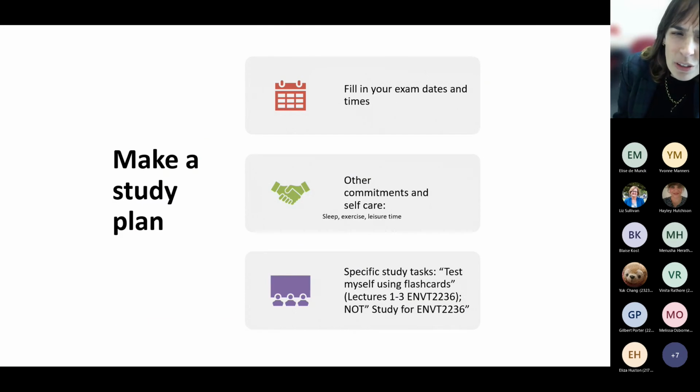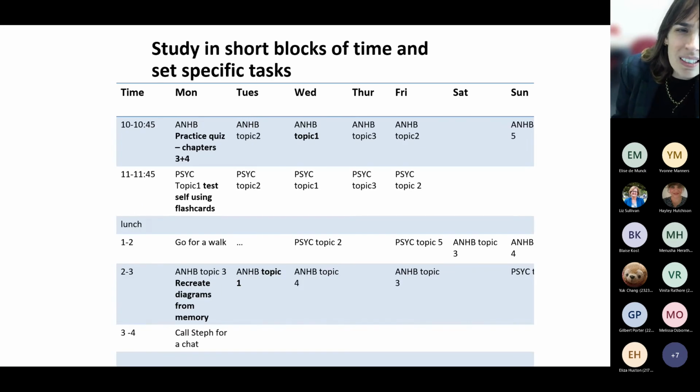And then you can also apply those principles. So set specific tasks to do, so you know exactly what you're doing when you sit down from 10 to 10:45. You know you're going to do a practice quiz on chapters 3 and 4 for anatomy and human bio. At 1 to 2, we'll go for a walk. Then you'll recreate diagrams from memory, call your friend for a chat. So know what you're doing in the different blocks of time.